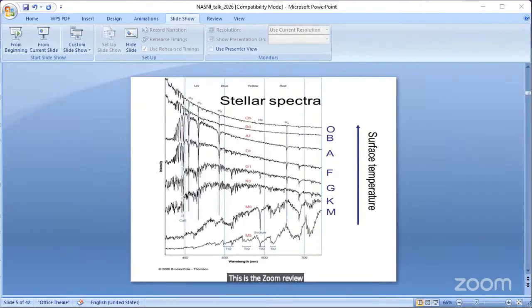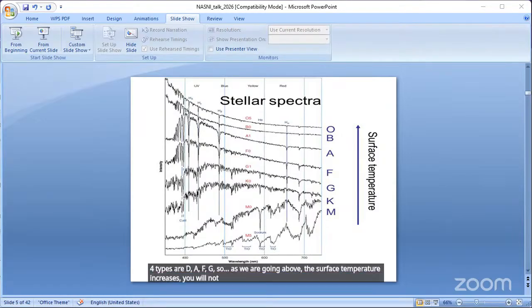So when you plot the spectrum, on the x-axis you have wavelength, on the y-axis you have intensity, and you can see the O-type star, B, A, F, G. So as we are going above, the surface temperature increases. You will not see strong absorption lines.